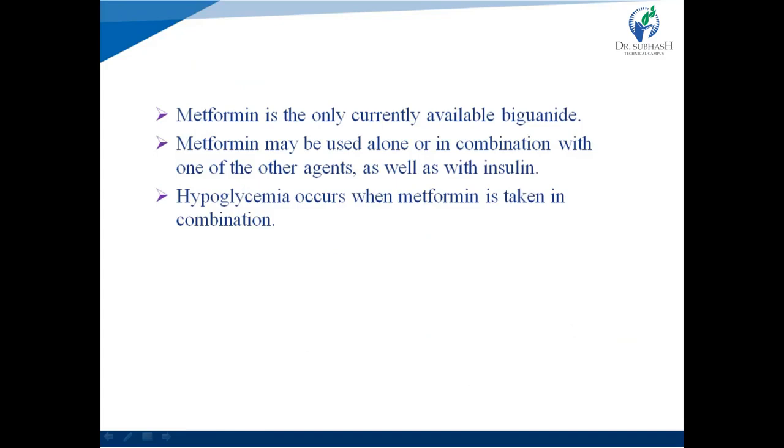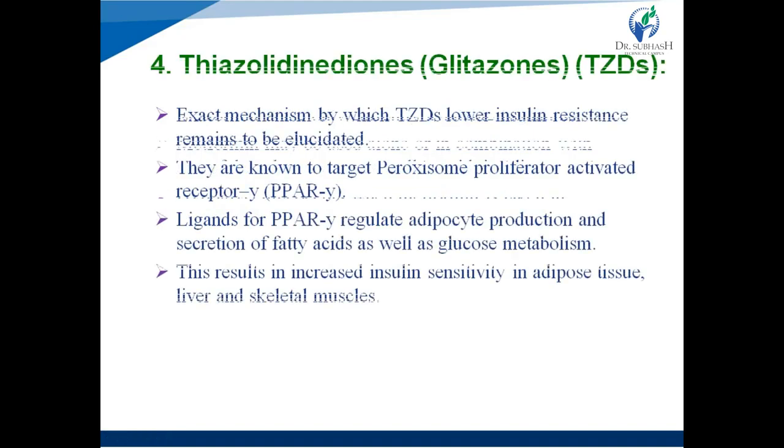The only available biguanide currently is metformin. Metformin can be used alone or in combination with one of the other agents as well as with insulin. But when metformin is taken in combination, there is a risk of hypoglycemia.